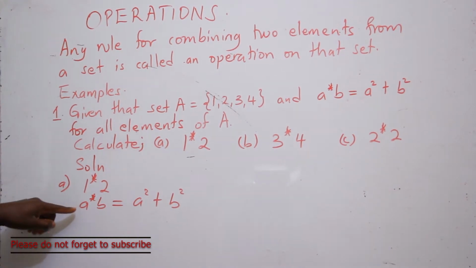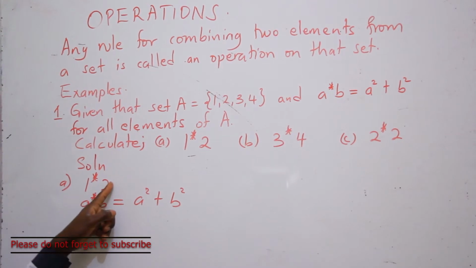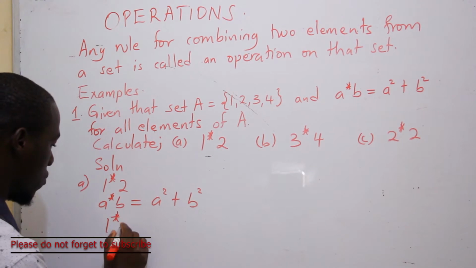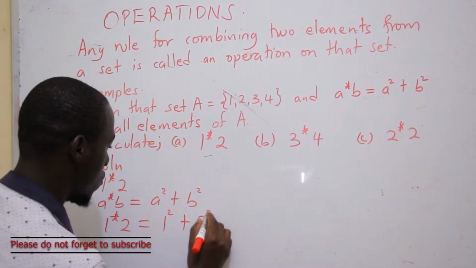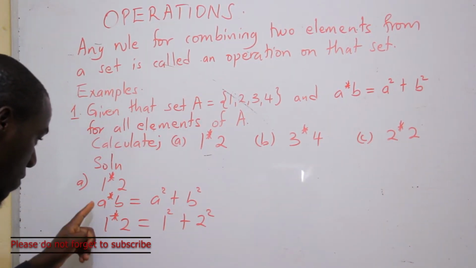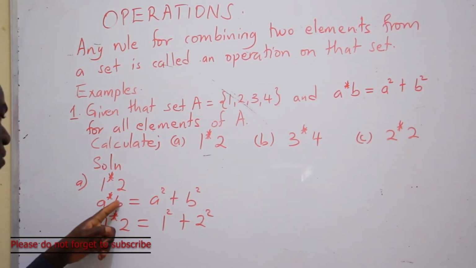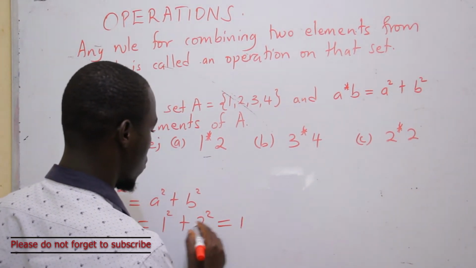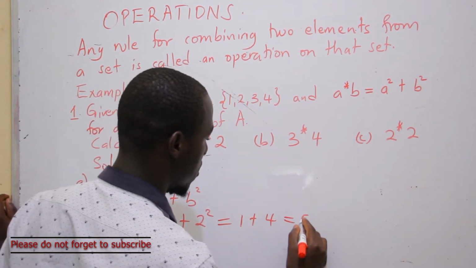So this means that my 1 is going to take up the A and the B is going to be taken up by the 2. So my 1 star 2 is going to be equal to 1 squared plus 2 squared. I'm substituting the A for the 1, then I'm also substituting the B for the 2. So 1 squared is 1, 2 squared is 4. When I add them, I get 5.